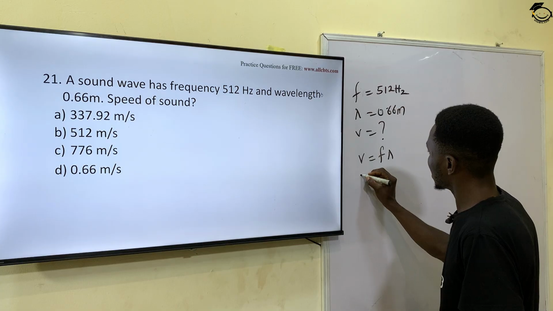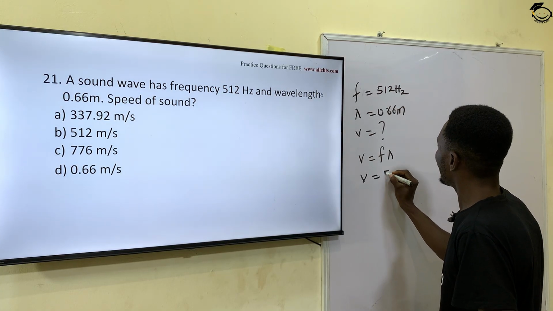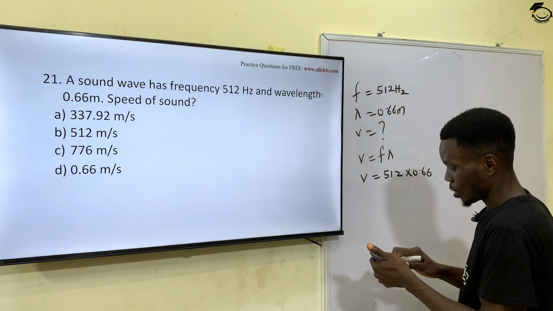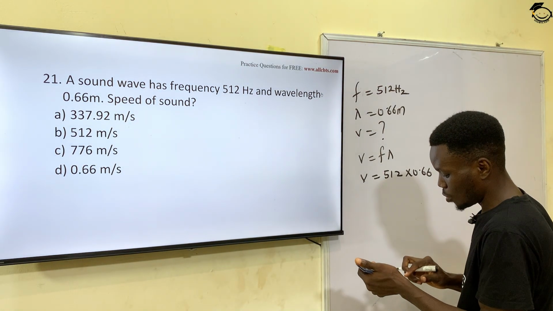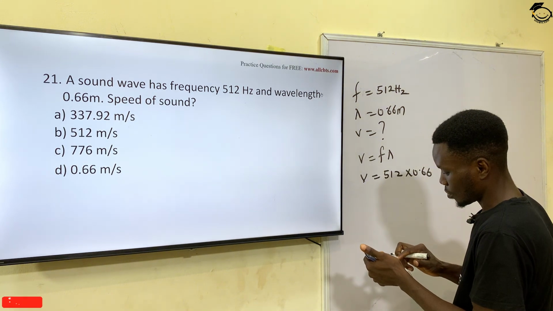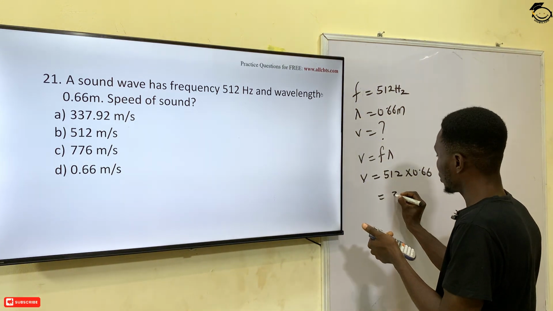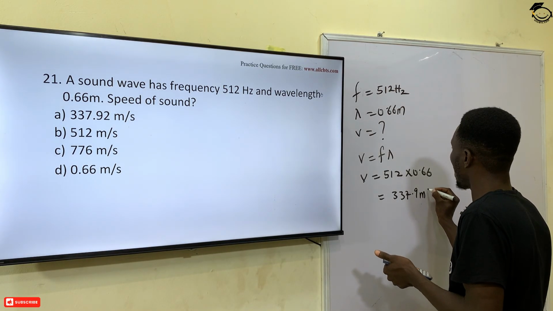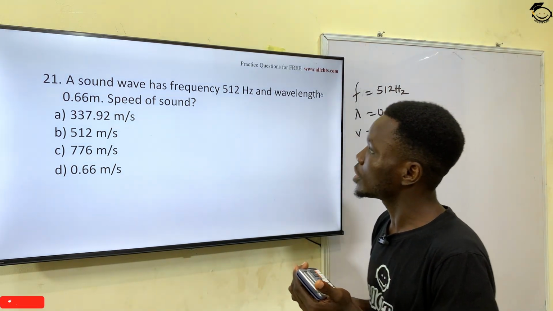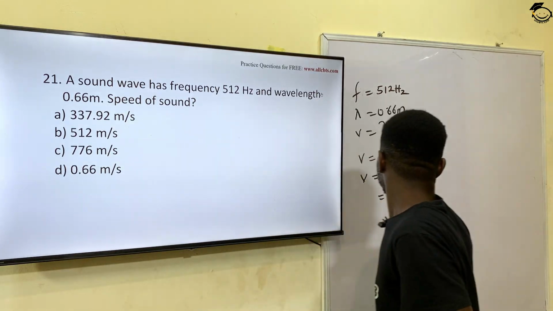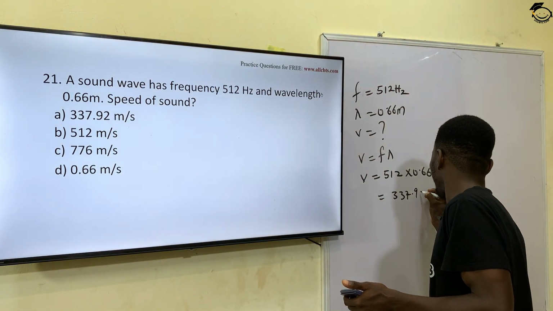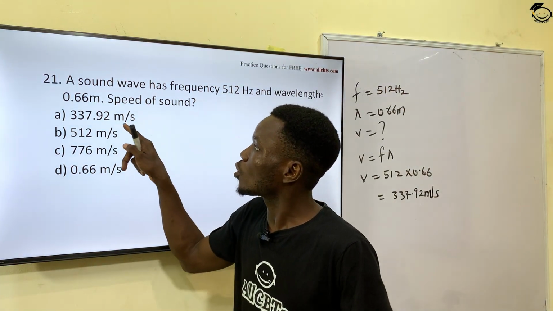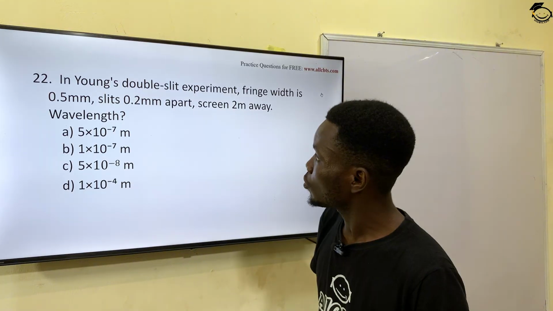So this means that my V is equal to 512 times 0.66. So I have 512 times 0.66. That will give me 337.92 meter per second. Since they put all the values, we have 337.92 meter per second. Looking at our options, that is option A. That is the next question, which is question number 22.